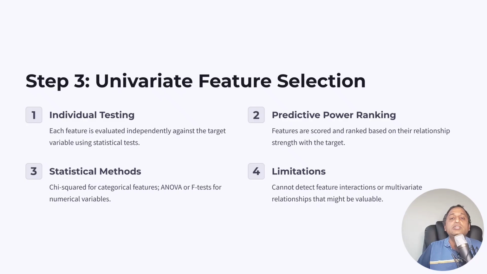Then we use different tests depending upon the type of data. So for example, if you have categorical features, we can use the chi-square test. For numerical features, we typically use the ANOVA F-test or correlation-based methods.